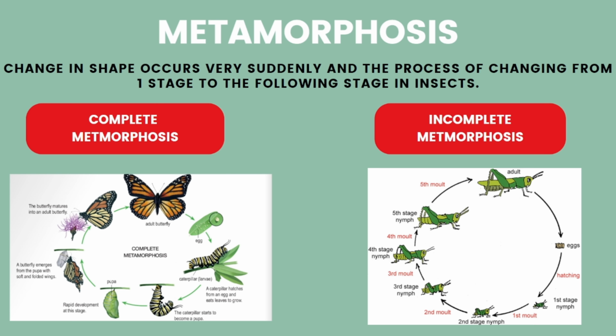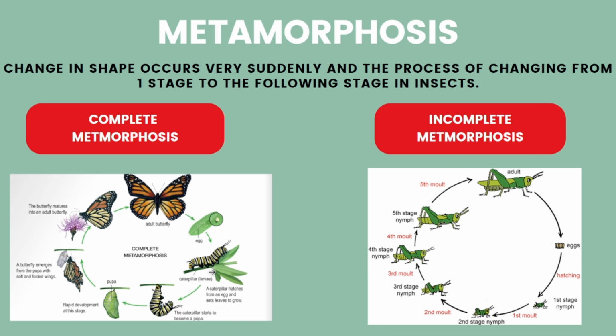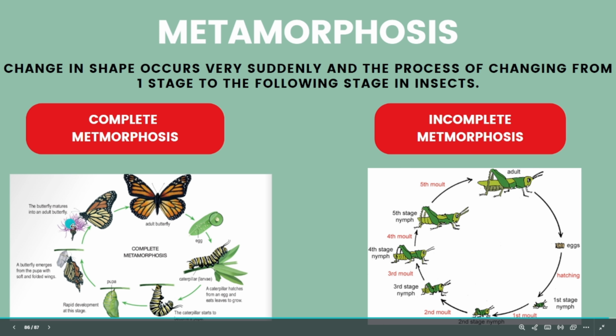So we are more focused on metamorphosis. So what is metamorphosis? Metamorphosis is one type of ecdysis where a change in shape occurs very suddenly, the process of changing from one stage to the following stage in the insect. So we know that insects have many stages. Like the butterfly. We know that it has 4 stages, right? You have the egg, the larva stage, and then you have the pupa stage, and you have the adult stage.